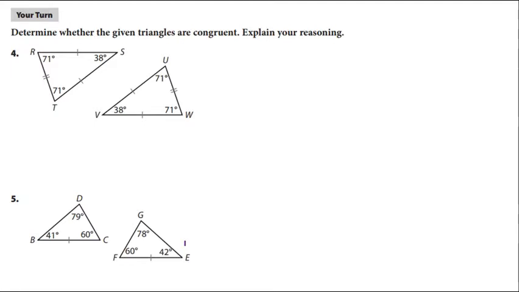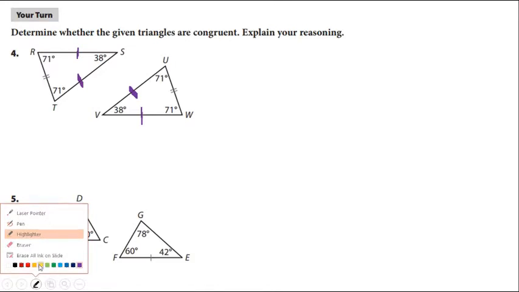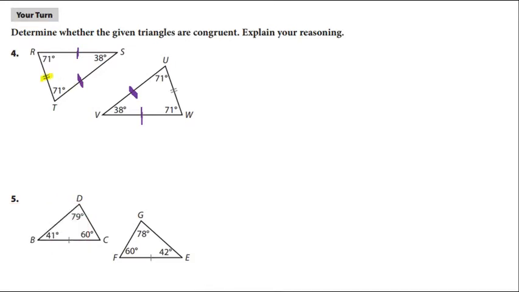Let's look at number 4 on your turn. Again, we're determining whether the given triangles are congruent. Explain your reasoning. So here, if I look at triangle RST and then triangle WVU, I look at the sides. So the little tick mark here, that means that these sides are the same. And then I look at the other tick mark over here, the one that has 2 of them, that corresponds to this one over here. So that means all the sides are the same.